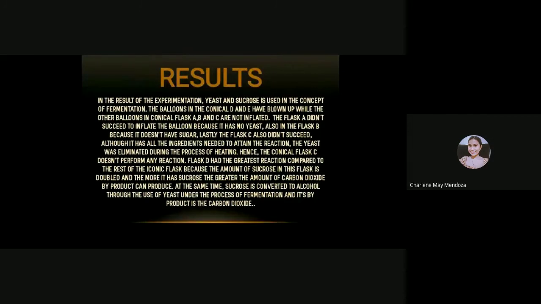So in the results of the experiment, yeast and sugar are used in the concept of fermentation. After 24 hours of incubation, the balloons covering flasks A, B, and C showed no sign of inflation because there is no yeast in flask A, no sugar in flask B, and in flask C, the yeast was eliminated during the process of heating. Flasks D and E were inflated, but flask D was bigger than flask E because the amount of sucrose in flask D was doubled, and the more sucrose it has, the greater the amount of carbon dioxide, or byproduct, it can produce.